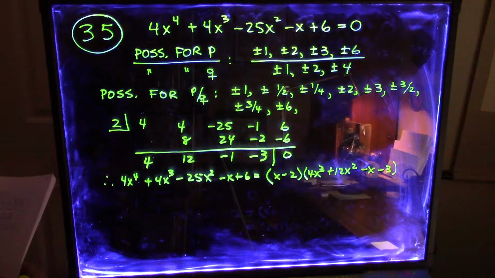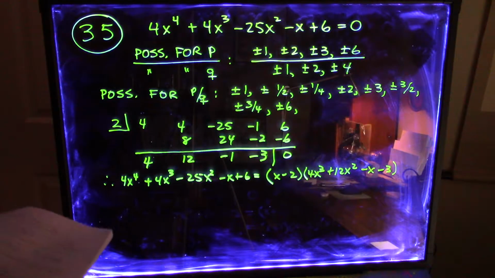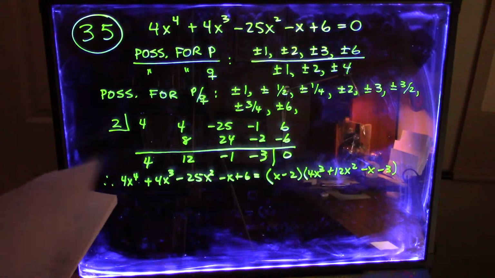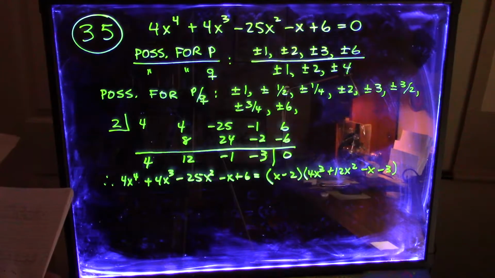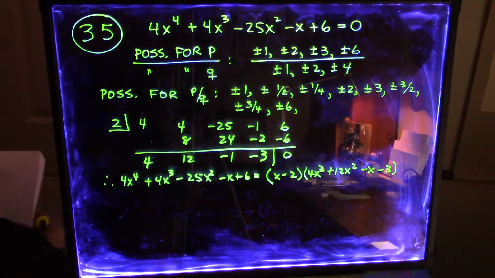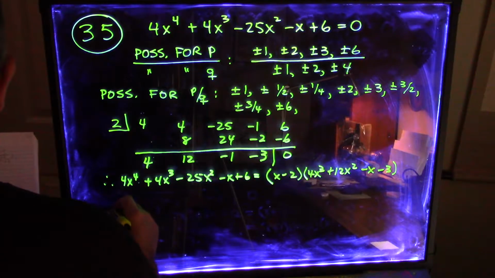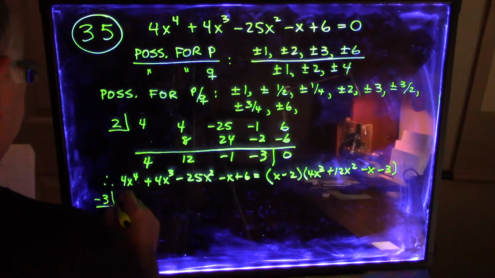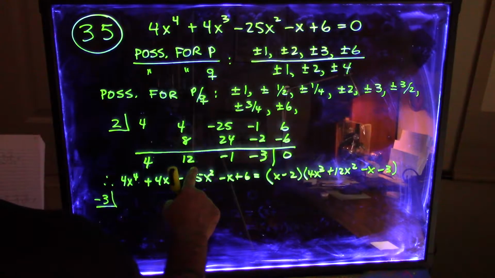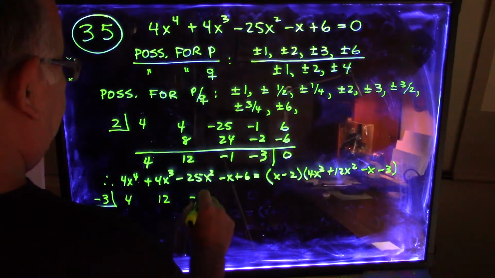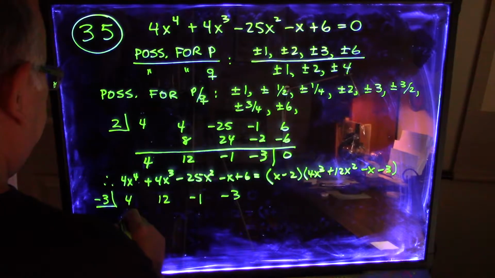Alright, and what you need to do is try 2 again on this part here, see if you get a 0 remainder, in case you have a 2 with multiplicity more than 1. But that's not going to work. So you keep going through your list and finally you get to -3. And we're doing it on this result here, 4, 12, -1, -3.